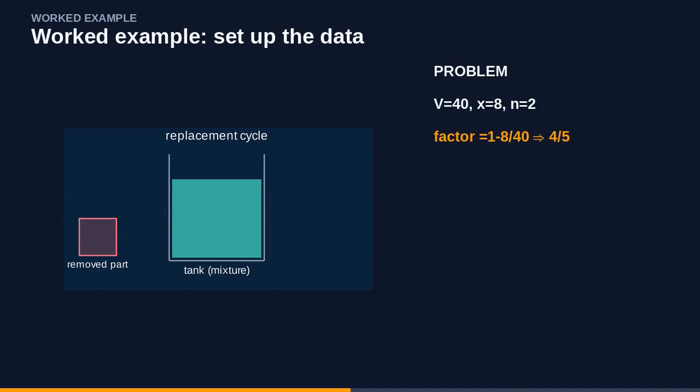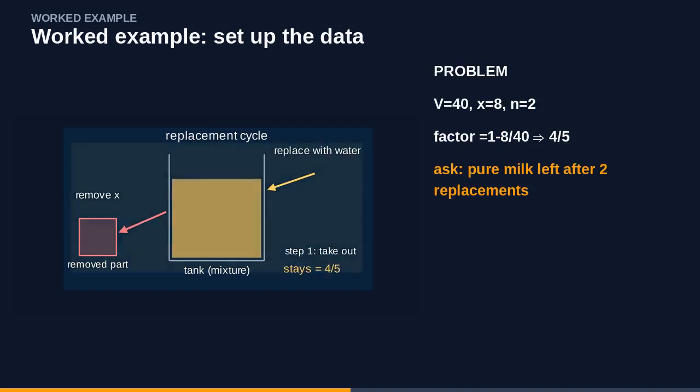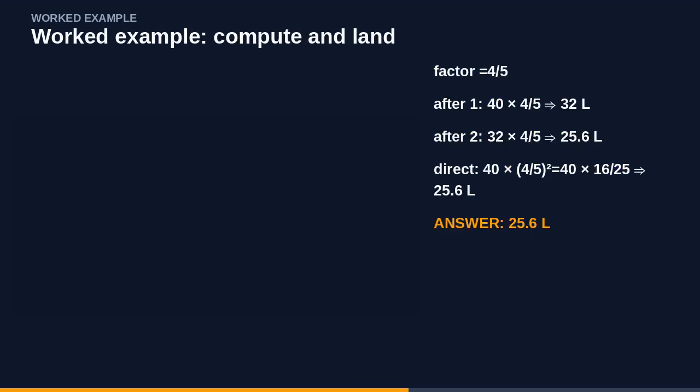Set V, x, n, and the retention factor for the twice replaced milk vessel. Factor equals 1 minus 8 over 40 equals 4 over 5. Pure milk left after two replacements is 25.6 L. Factor equals 1 minus 8 over 40, so 4 over 5.